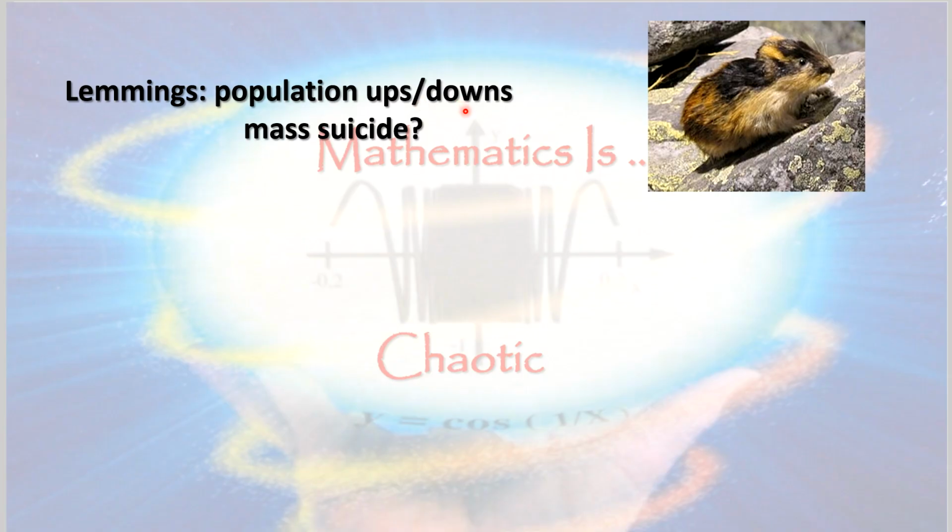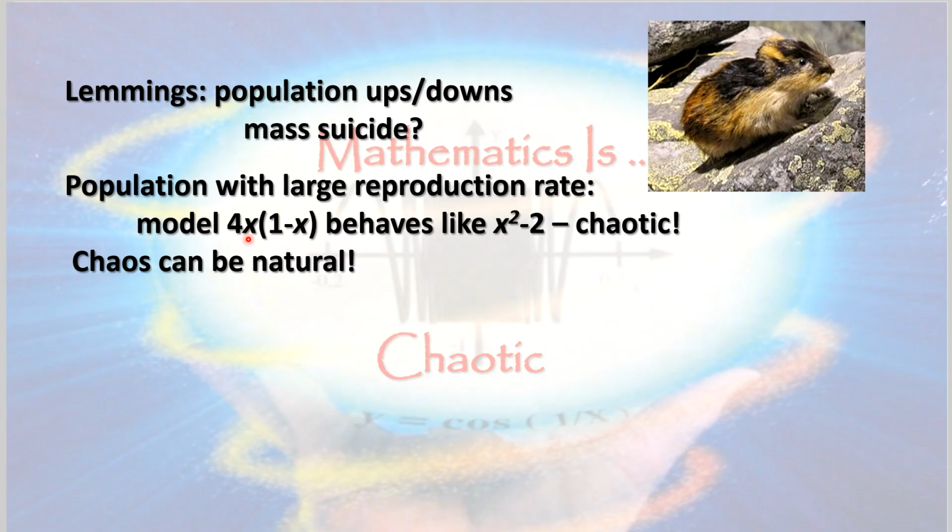A simple population model to take this year's population x and predict next year's population is 4x times 1 minus x. A species with a large reproductive rate, such as the lemmings have, could be modeled by such a function. This function has the same properties in iteration as x squared minus 2, except that its values bounce around between 0 and 1. So the most common outcome in iteration is this mathematical chaos, never repeating and bouncing up and down unpredictably. So those large fluctuations in population could just be the natural changes of a population that is mathematically chaotic. Chaos can actually be very natural.